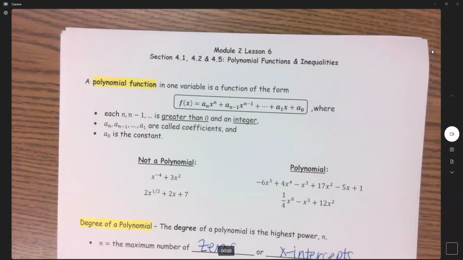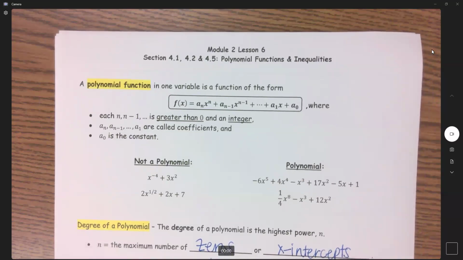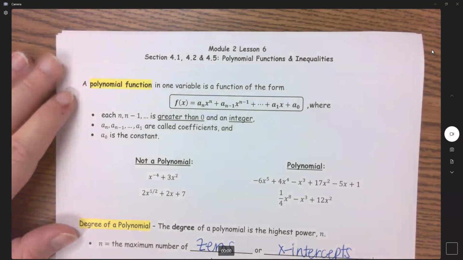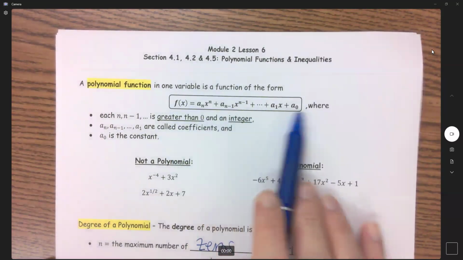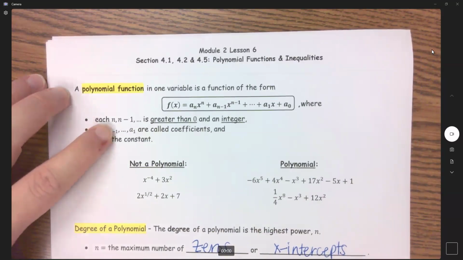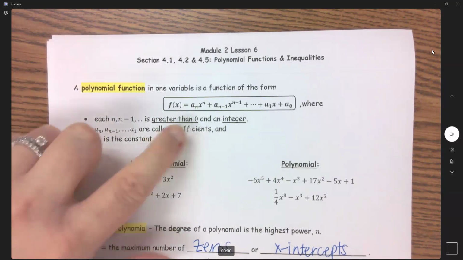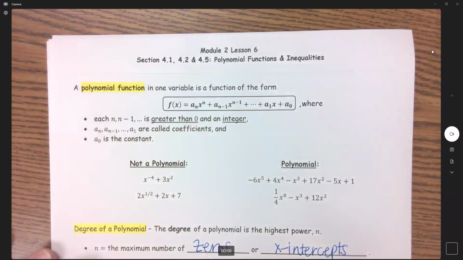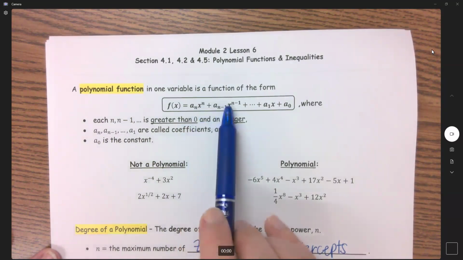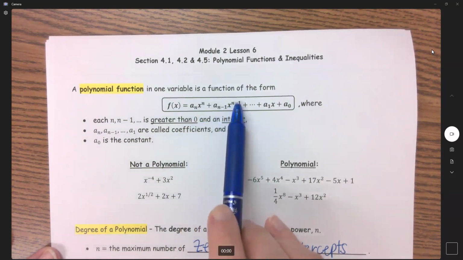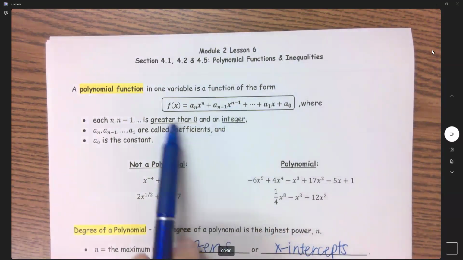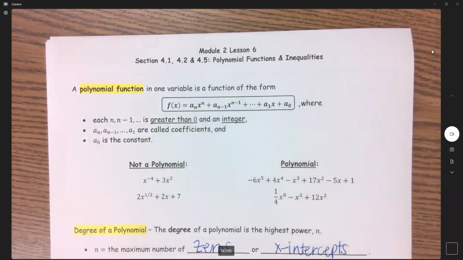So we start with the definition of a polynomial function, and it says a polynomial function of one variable is in this form right here, where, and it tells you some information about this. So where each n minus 1 is greater than 0 and an integer. So what are they talking about? That n right there is that exponent. So this is x to the n, this is x to the n minus 1. And so they're saying all of these exponents need to be greater than 0 and an integer.